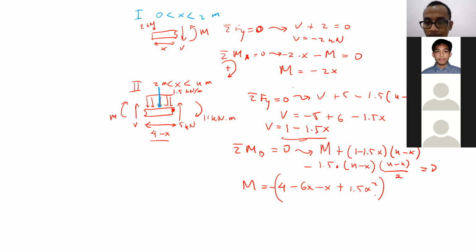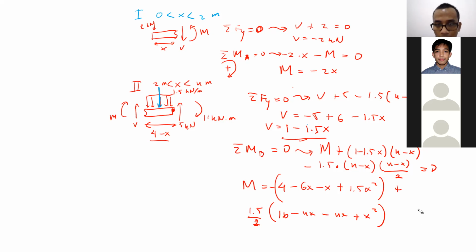That's from the first one, and then from the second one, it's supposed to be plus 1.5 multiplied by this, 1.5 over 2 multiplied by 16 minus 4x minus 4x plus x squared, equal to 0. Sorry, not equal to 0. It becomes slightly more complicated, right?